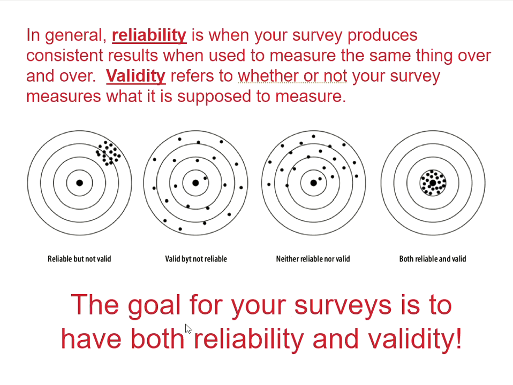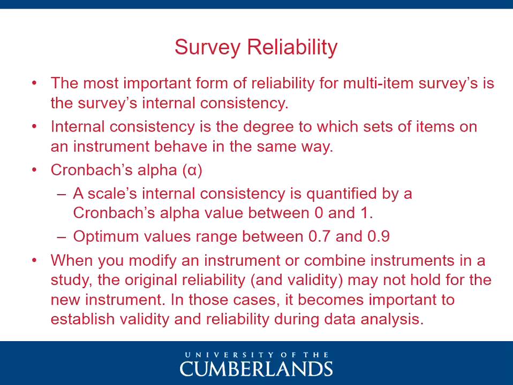So the goal for your survey is to have both reliability and validity. For survey reliability, the most important form of reliability for a multi-item survey, and that's important, it has to be a multi-item survey, it can't just be a one-question survey, is the survey's internal consistency. Internal consistency is the degree to which sets of items on an instrument behave in the same way. How we measure that is with Cronbach's alpha.